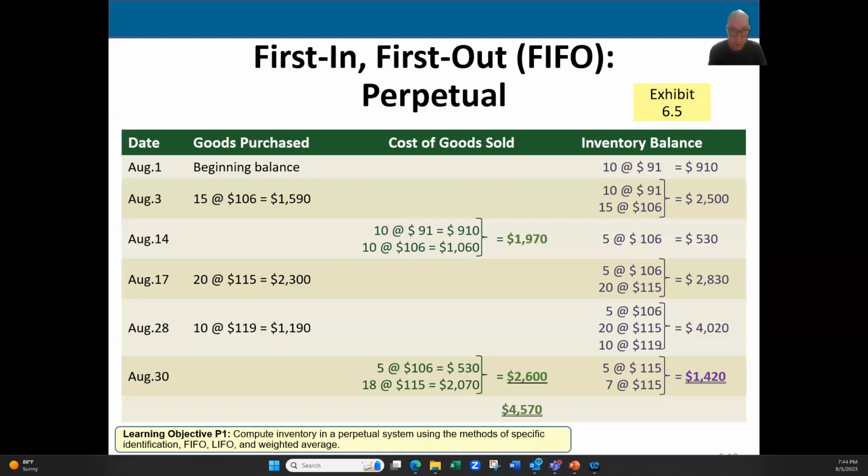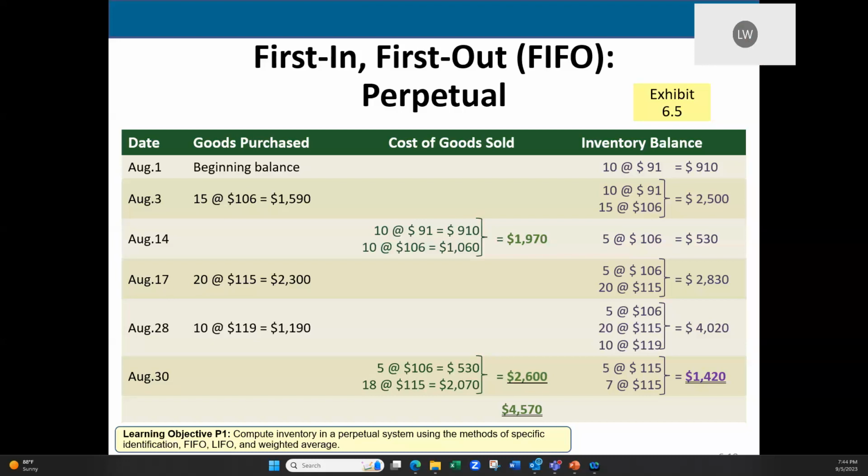Let me just double check now. I think we made 2 purchases at 115, don't we? Let's see here. We purchased 20 bikes at 115 back on August 17th. And so yes, those 5 and 7 is a part of that original 20 bicycle purchase. 8, 9, 10, 11, 12. Yeah, because I purchased 20 bikes. I sold 18 of them at 115, right?